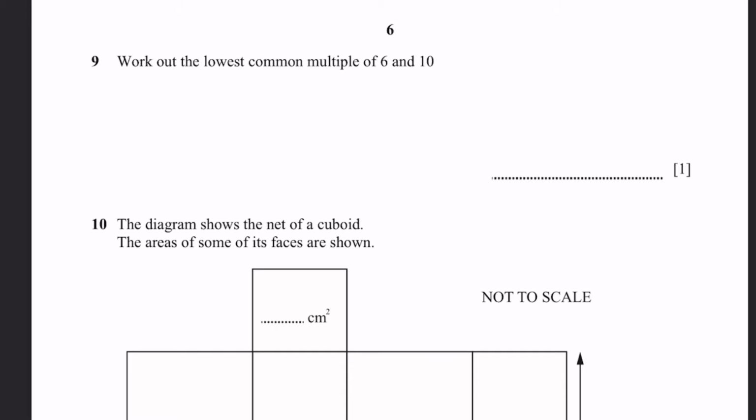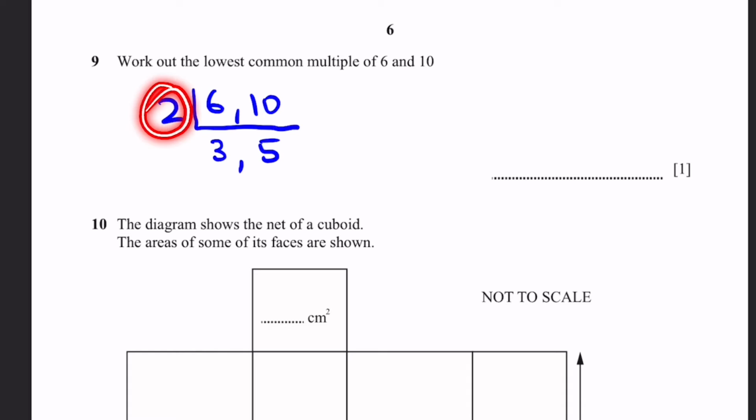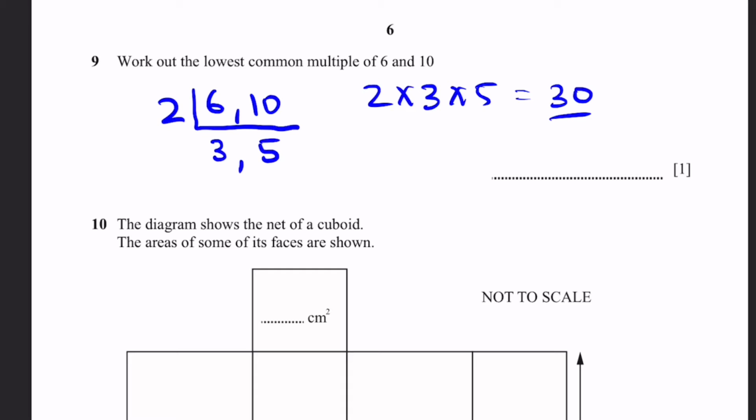9. Work out the lowest common multiple of 6 and 10. So we can use a method of simplification. Let's write the numbers 6 and 10 here. So we can write a prime factor of these numbers. That'll be 2. Now divide both the numbers by 2: 3, 5. Are there any more common prime factors for these numbers? No. Therefore, we multiply 2 multiplied by 3 multiplied by 5. So 2 into 3 into 5 equals 30. That is the LCM of 6 and 10.